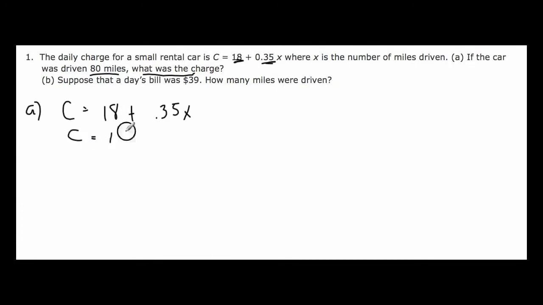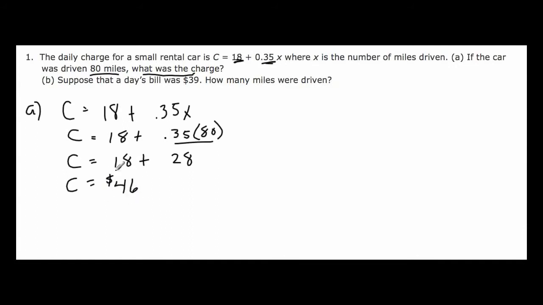The cost is $18 plus 0.35 times 80 miles. Since C is already by itself, all we have to do is basically order of operations here. So C equals $18 plus 0.35 times 80, which is going to be $28. And then we add those up, and we get $46 for our total cost.